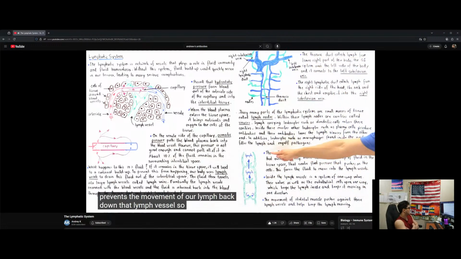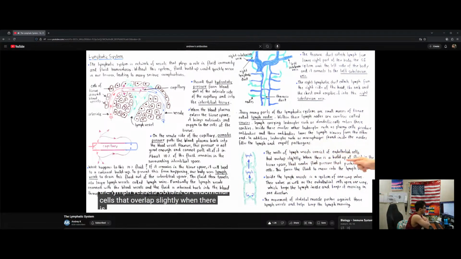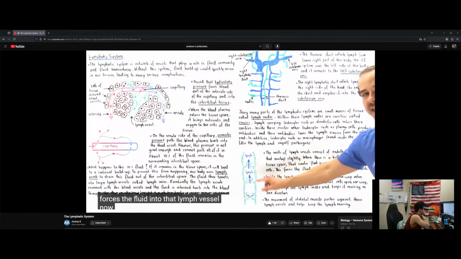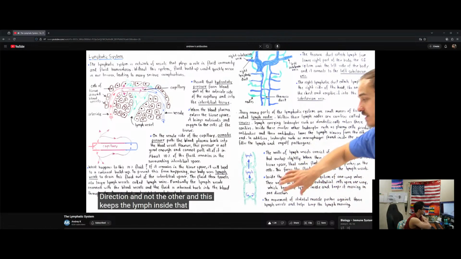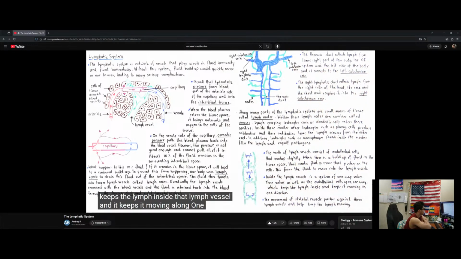So the walls of the lymph vessels consist of endothelial cells that overlap slightly. When there is a buildup of fluid in the interstitial tissue, in the tissue space, that creates fluid pressure that pushes on the cells. This opens up those overlapping regions, forces the fluid into that lymph vessel. Now, inside the lymph vessel, we have a system of one-way valves. These valves, as well as the overlapping portion of the endothelial cells, open only in one direction and not the other. And this keeps the lymph inside that lymph vessel, and it keeps it moving along one direction.